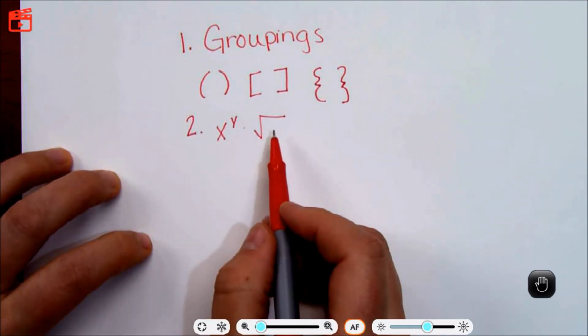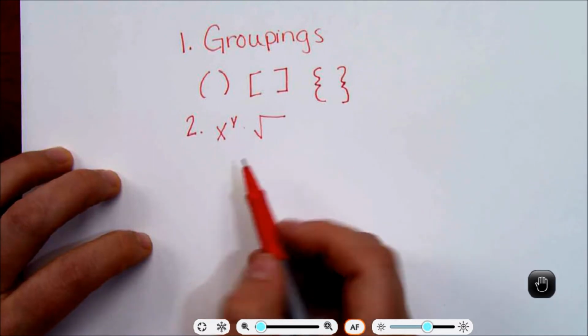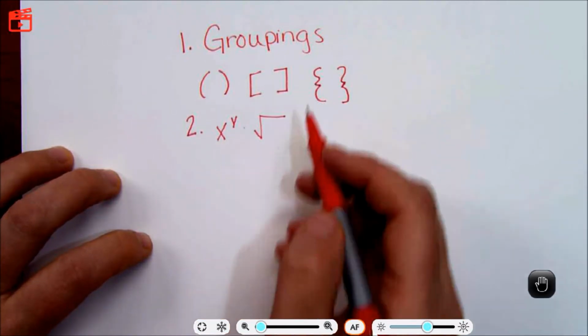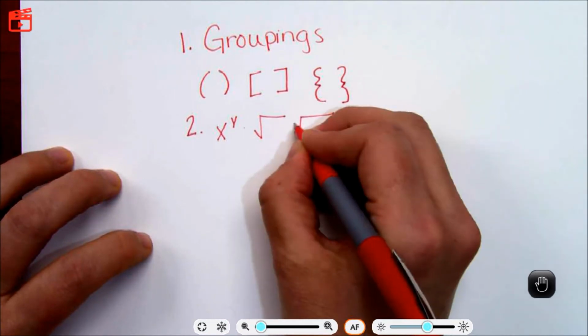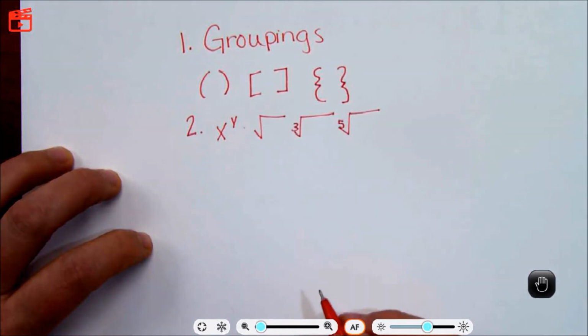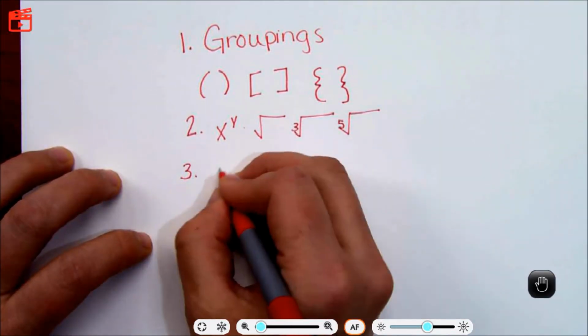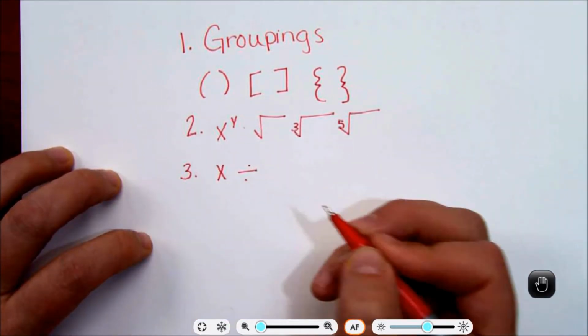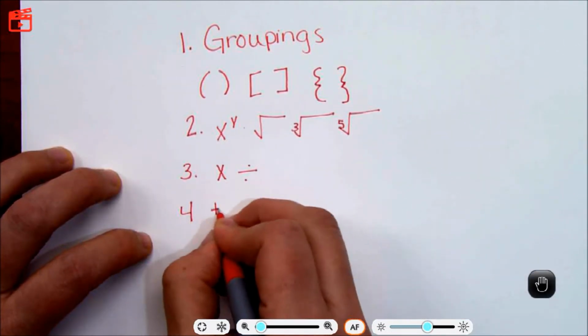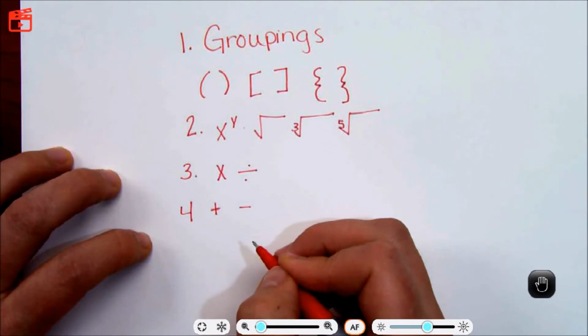It can be your root first and then your exponents. We just need to know that we do exponents and roots second. And roots would include cube roots, fifth roots, anything with this symbol. Third thing we do is multiplication and division in either order. And then fourth, addition and subtraction in either order.